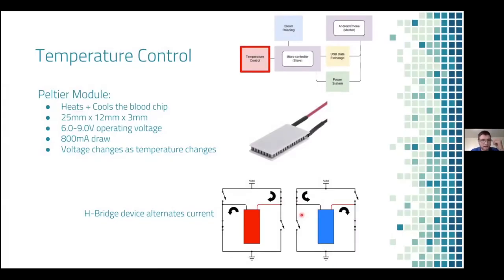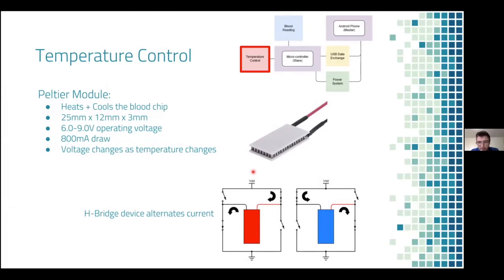Then we went on to create our temperature control system. We needed a module that could both heat and cool the blood in the blood chip. So we chose this Peltier device pictured on the right. It's basically two ceramic plates connected through PN junctions. And when given an electrical current, one plate will draw heat from the other plate. So one plate gets hot, one plate gets cold.